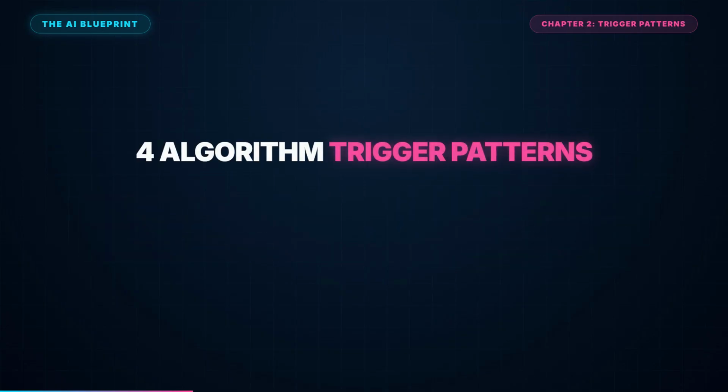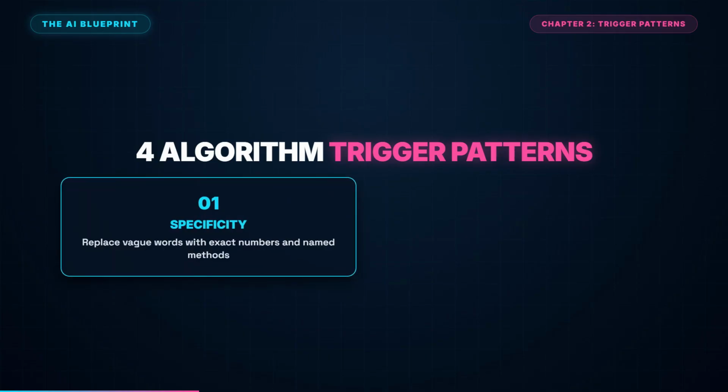After analyzing thousands of high-performing titles across dozens of niches, I have identified 4 patterns that consistently trigger algorithmic push. These are not clickbait formulas. They are signal patterns that help the algorithm classify and distribute your content faster.